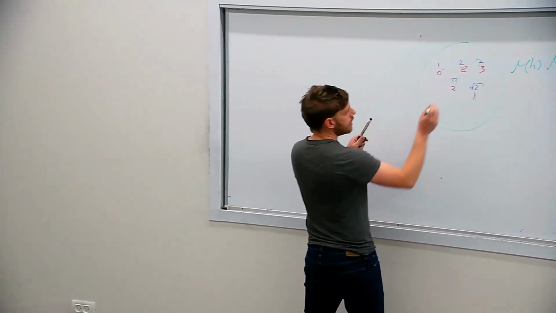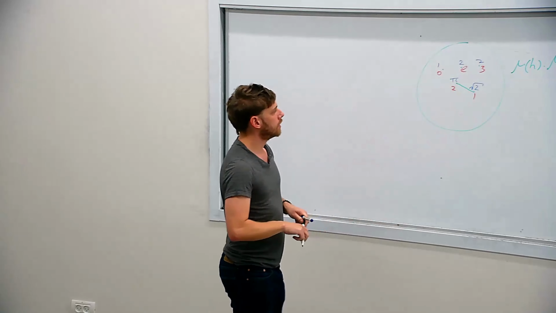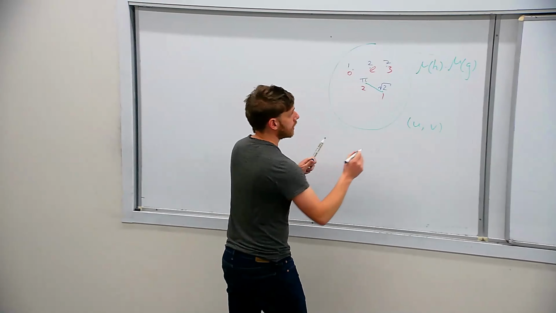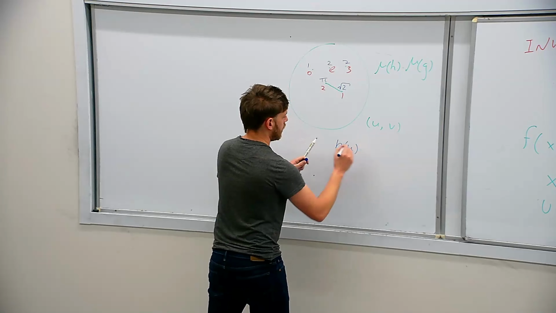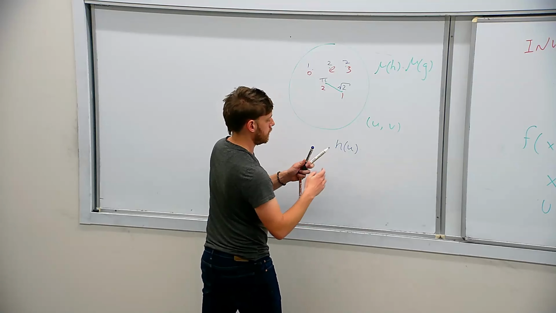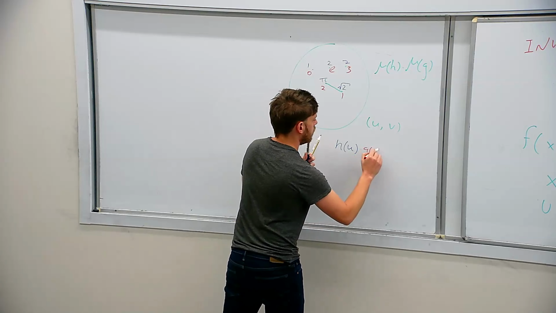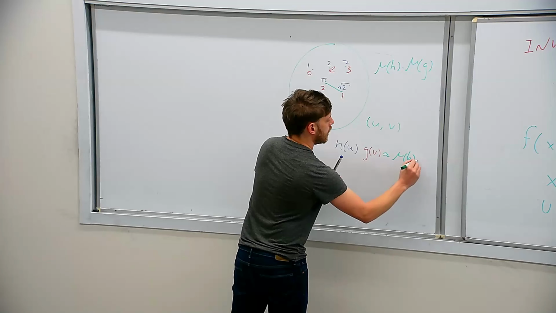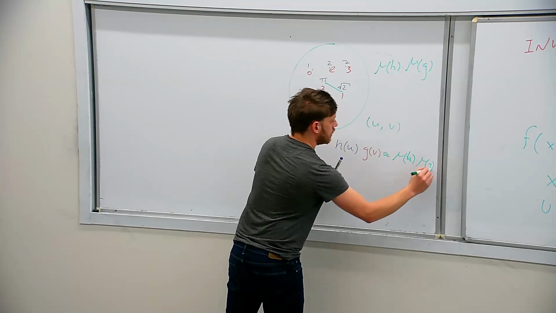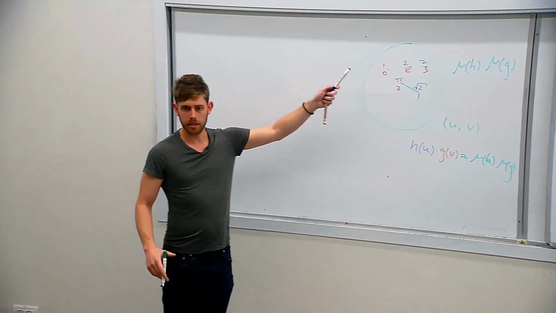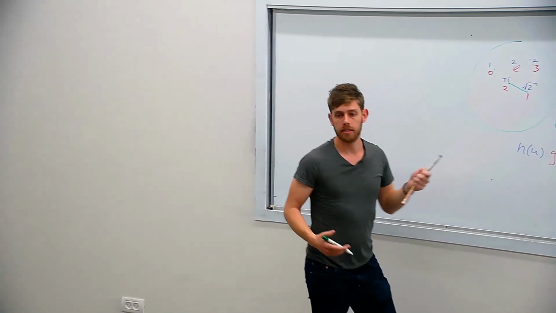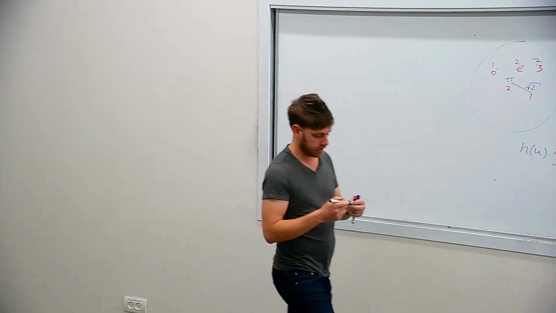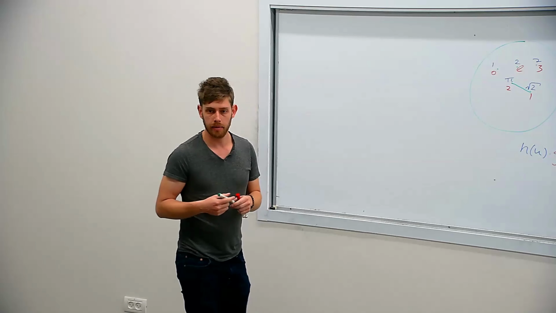Okay, and we sample an edge UV. We'll get that H of U times G of V is still approximately mu of H times mu of G. This is a more general statement when H and G are not necessarily 0, 1 valued. And the proof actually is identical to the proof of the expander mixing lemma.